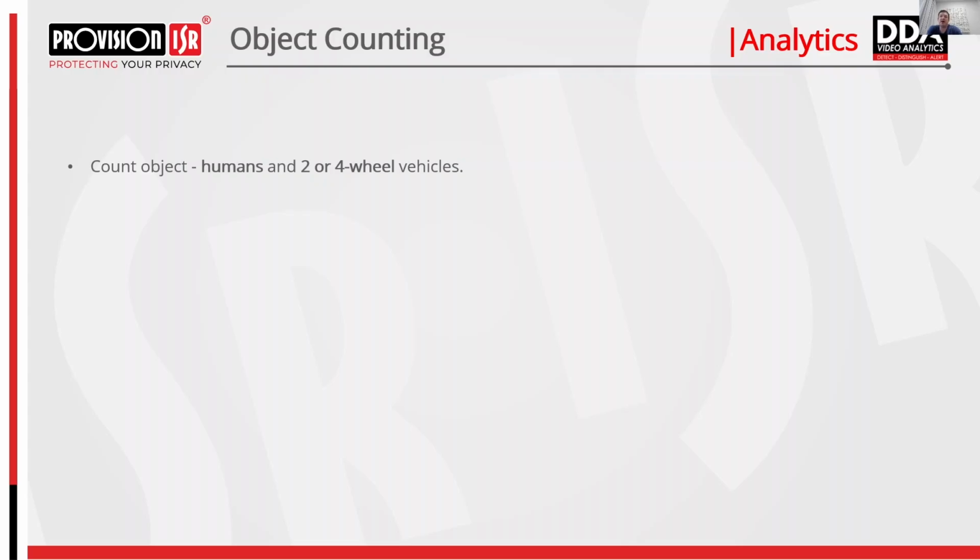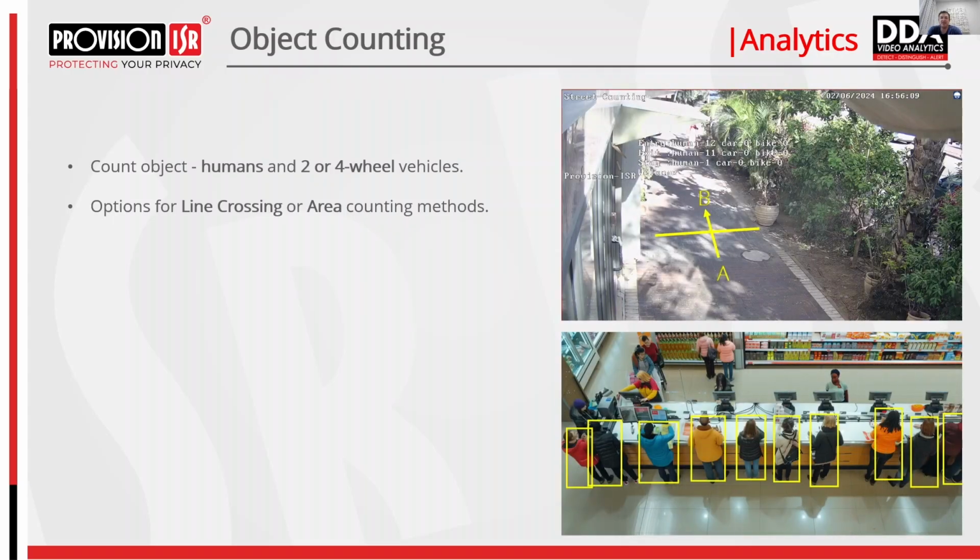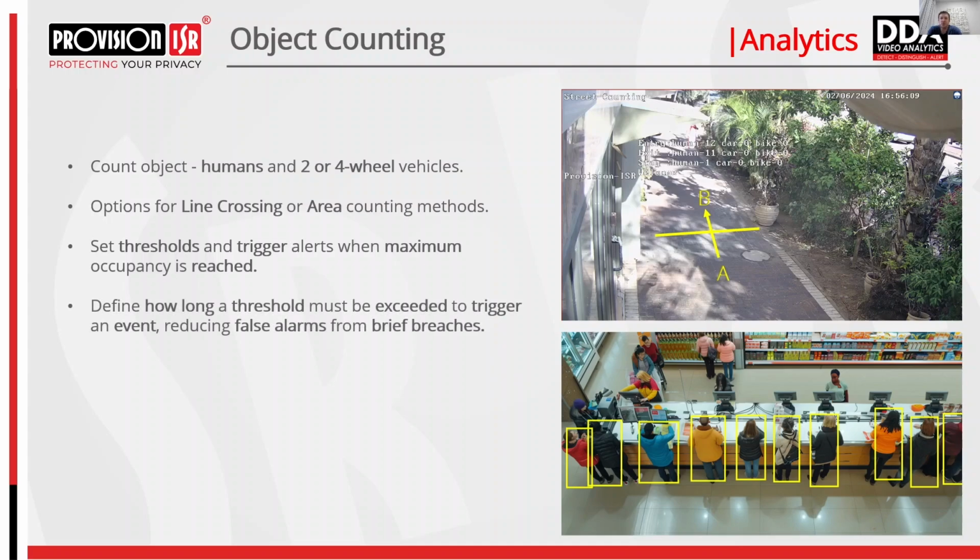So our AI is capable of counting objects, and just to remind you, when I say objects, I'm always referring to humans, 4- and 2-wheel vehicles. We can count objects based on either line crossing or within a defined area, but we don't stop at just counting. You can also set thresholds for object counts, and you can trigger alerts when those thresholds are exceeded. We can also reduce false alarms by defining how long a threshold must be exceeded before an event is triggered. So short-term or accidental crossings won't set off the alerts, in other words.